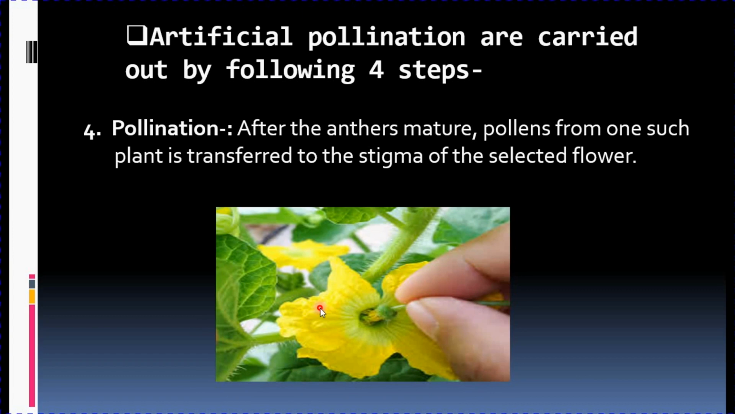The anthers from the desired plant are taken and then the pollen grains are dusted on the stigma of the female plant. This process is known as pollination, and since we are carrying out this process manually, it is known as artificial pollination. So here you can see this is your anther with pollen grains and this is your stigma. So the pollen grains are dusted over the stigma so that cross pollination can take place and the fertilization may occur and the seeds may develop.